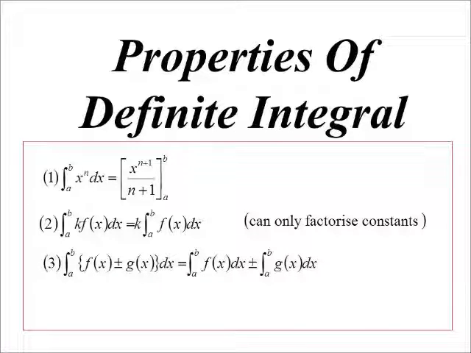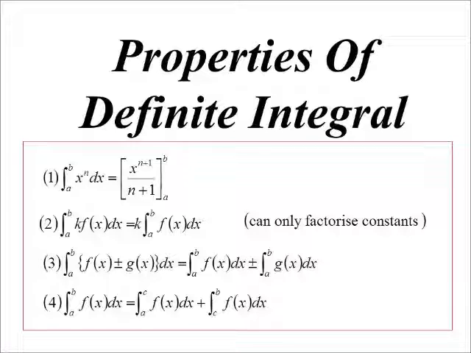The third one is basically saying you do it a term at a time. So if you want to find f(x) plus or minus g(x), you could integrate f(x), sub in the values, integrate g(x), sub in the values, add them together, and you'll get the same answer. If you want to integrate from a to b, you could integrate from a to c and then integrate from c to b and add those two together. It'll give you exactly the same result.